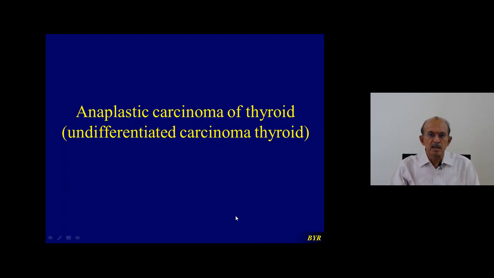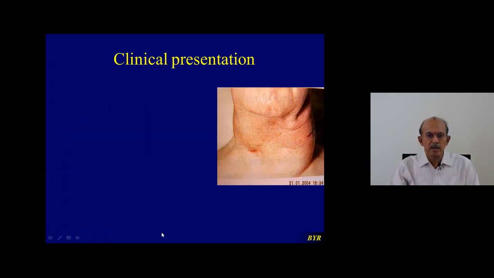From the follicular cells, there are two types of malignant lesions. One is the differentiated carcinoma, the other is the undifferentiated carcinoma. Already we studied the differentiated carcinoma, which is very common. Almost 90% of the cases belong to differentiated carcinoma of the thyroid. Then anaplastic carcinoma of the thyroid.